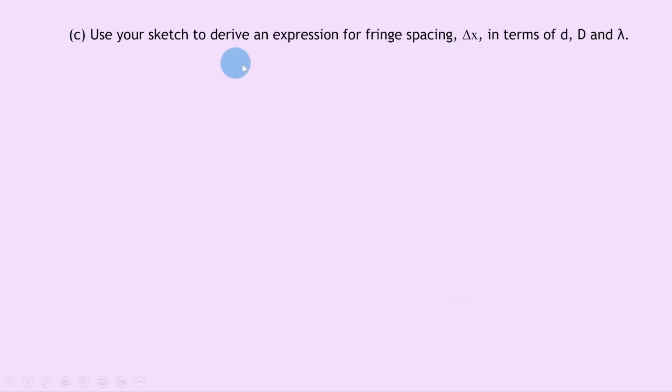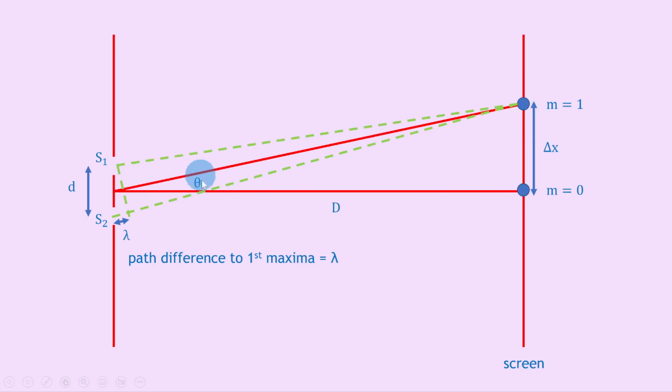Part C says to use your sketch to derive an expression for fringe spacing delta x in terms of lowercase d, capital D and lambda. Well, we can say that using the two triangles from the sketch, and I'll just quickly show you those two triangles so you know what I mean. So we've got the triangle in red which has the angle theta here and the length D, and then the fringe spacing delta x. So we can use that triangle there along with trig or SOHCAHTOA. And we've also got this little green triangle that we just created due to the path difference, where we actually know the length of this side is d, the length of this side is lambda, and the little angle theta is going to be in here.